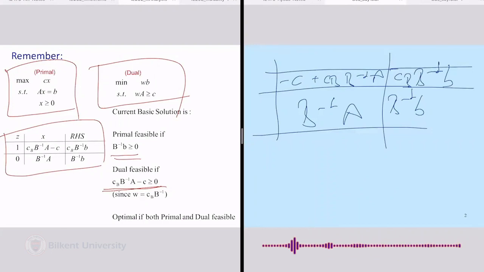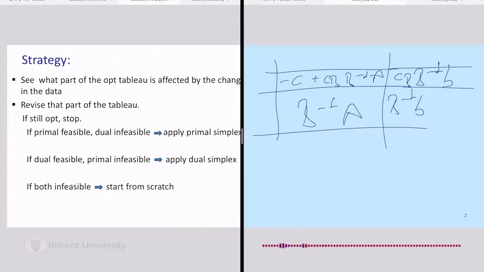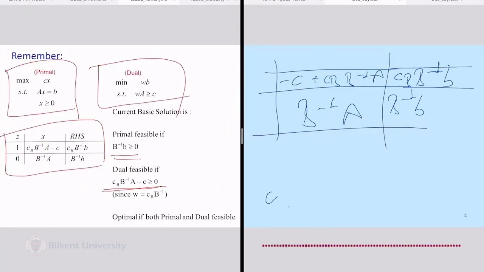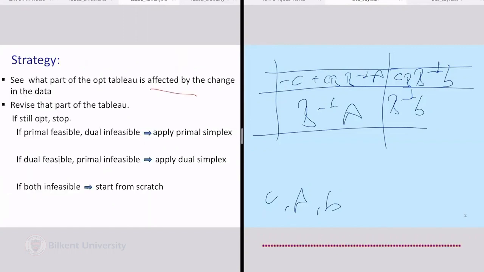Now, for the change that happened, whatever the change is, it could be in C, A, or B. Depending on which part of my table is changed, I'll continue with the appropriate simplex algorithm. That is the strategy then. See what part of the table is affected. Then revise that part with respect to new data and see what happens.